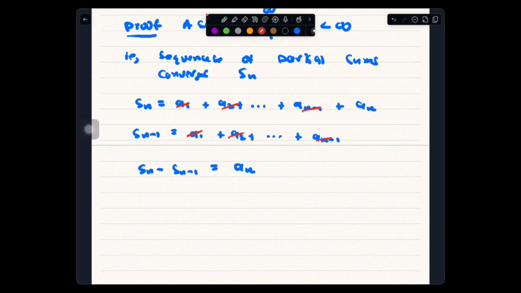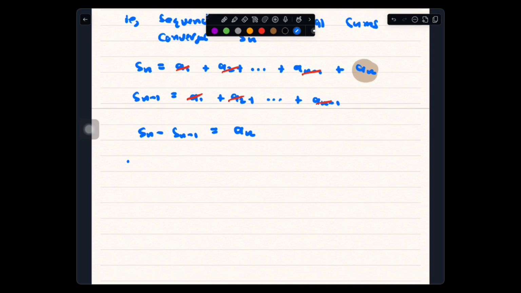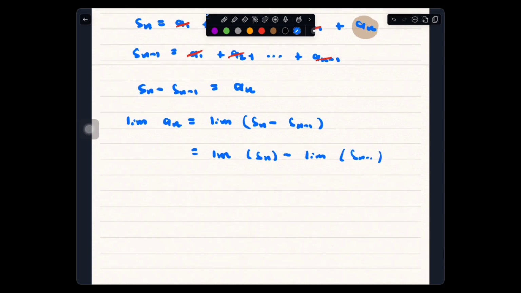And we're just left with the what? With this term. Okay, it's collapsing, that difference. So then if we take the limit of an, which is the limit really of Sn minus Sn minus 1, by properties of limits, that's the limit of Sn minus the limit of Sn minus 1. Well, they both converge to the same place, S. And then that limit equals 0.